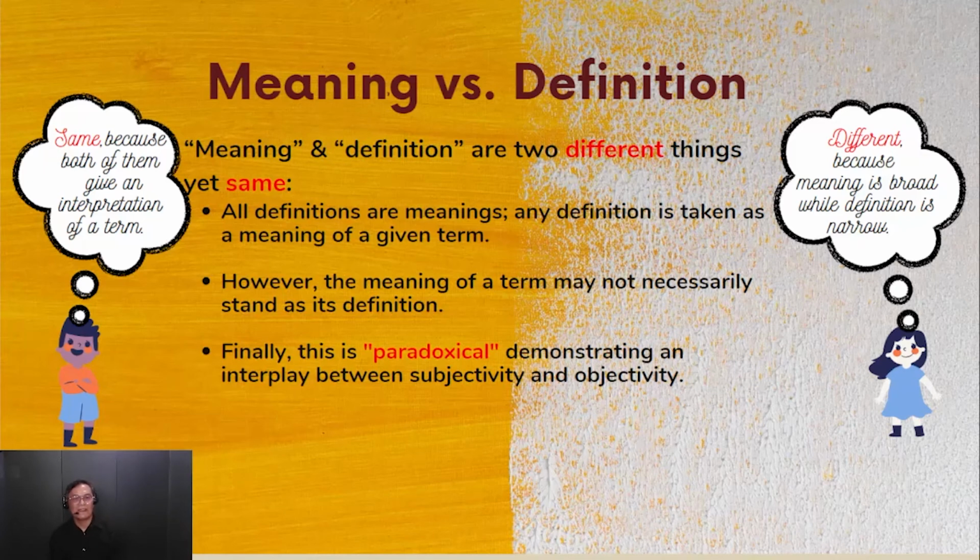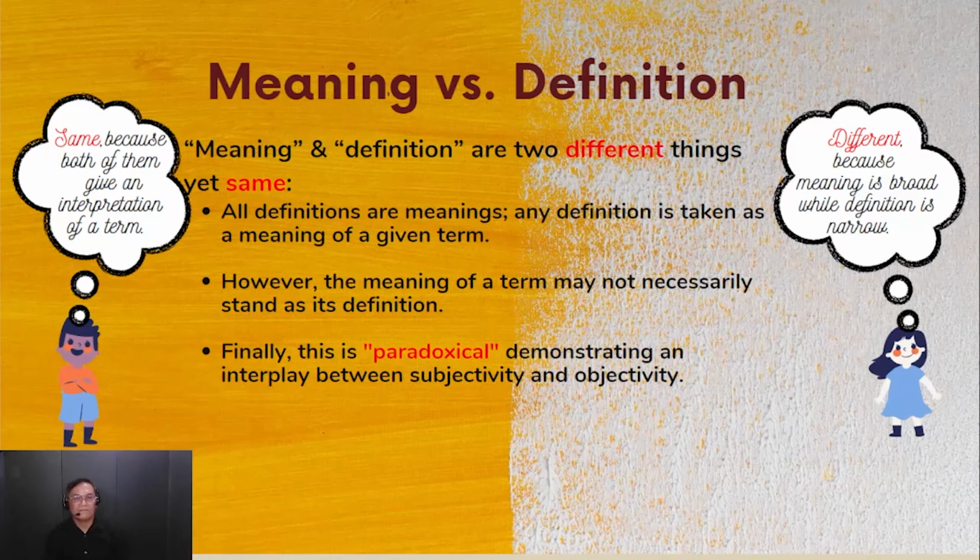The same, because both of them, according to Philo, give an interpretation of a term. But according to Sophie, different, because meaning is a broader term, while definition is a narrower term. If I am to demonstrate it, meaning is like an umbrella, and definition is found under that umbrella. Meaning is a broader terminology in terms of extension, logically speaking, and definition is a narrower term found under meaning.